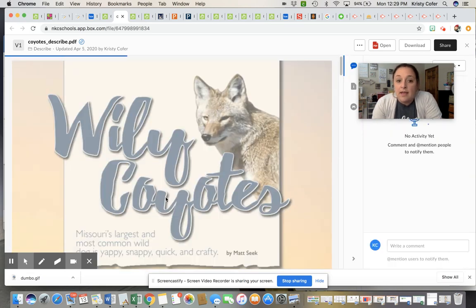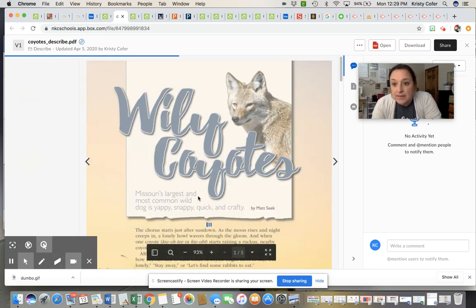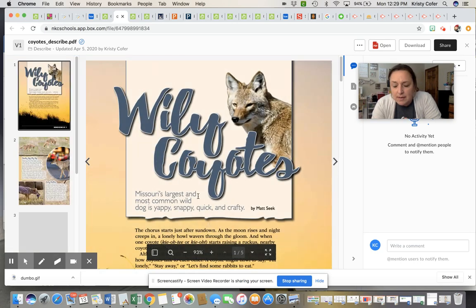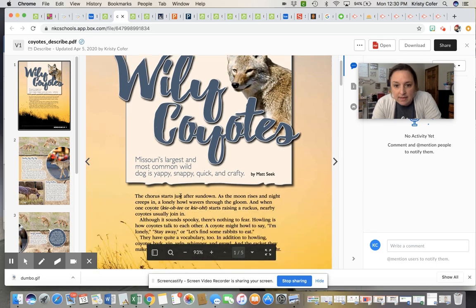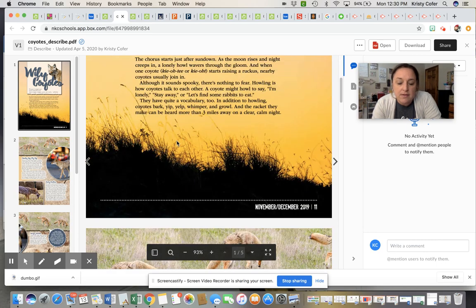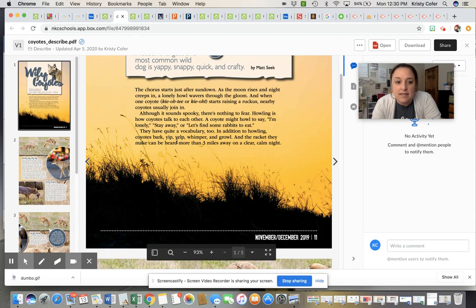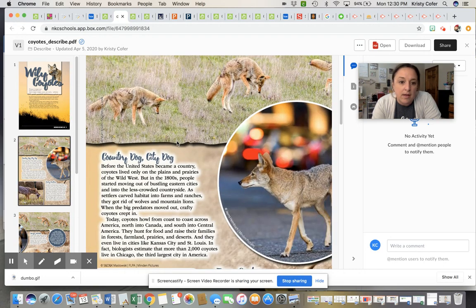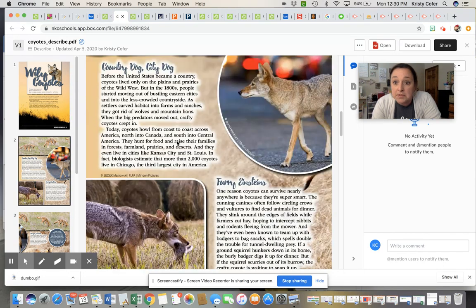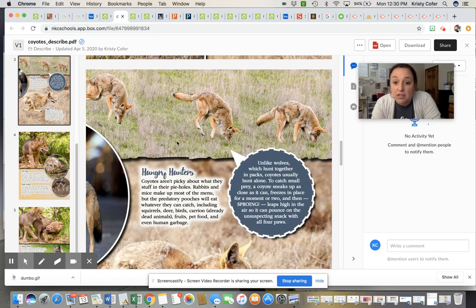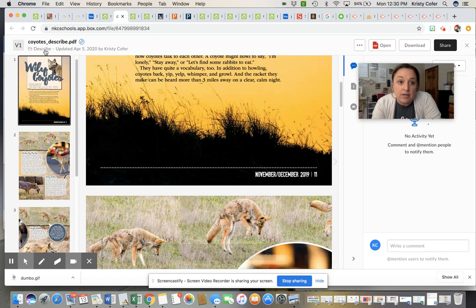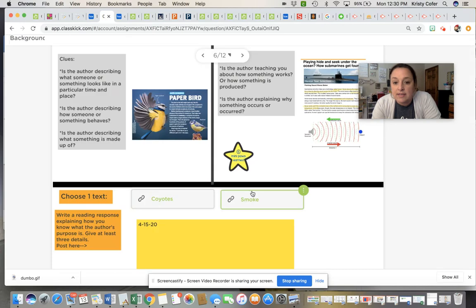All right, Wile E. Coyotes, and I did put this on a different page, and if you've already read it before, it's fine. You can reread things. It's always good to reread. All right, so this one's talking about coyotes in Missouri and all about them. So you can take a look at this article if you are interested in learning about coyotes. The other option is smoke.